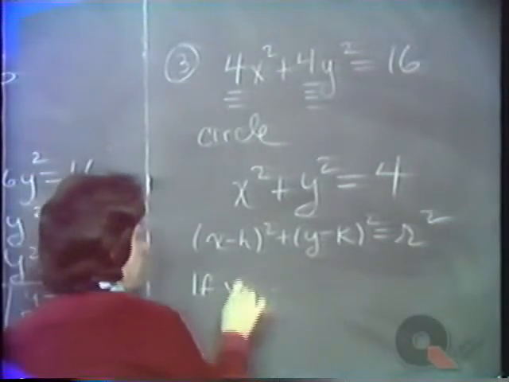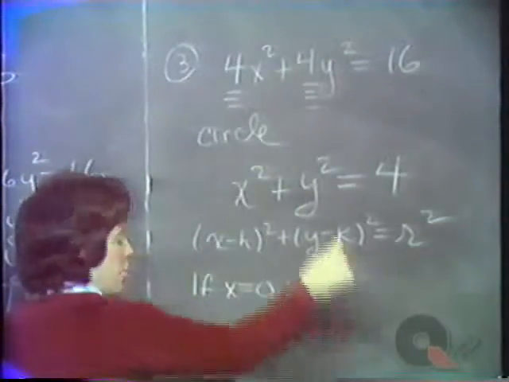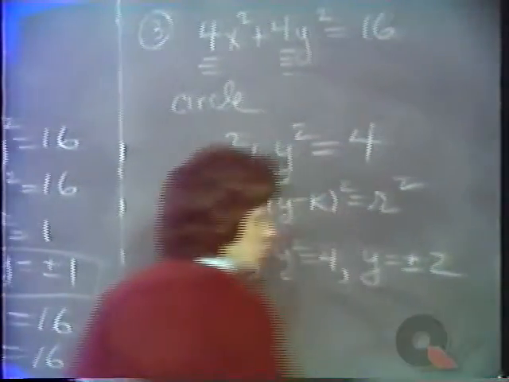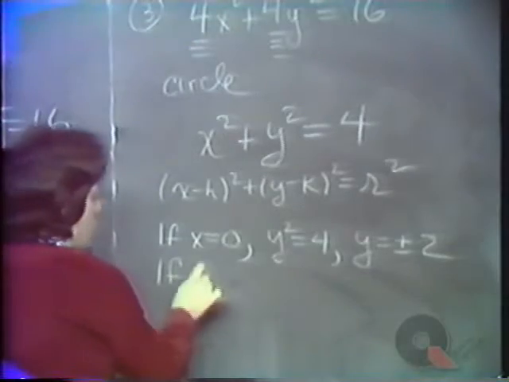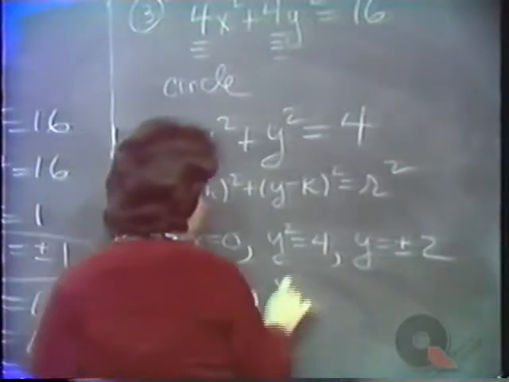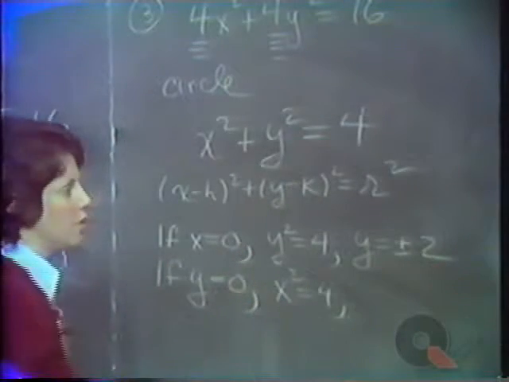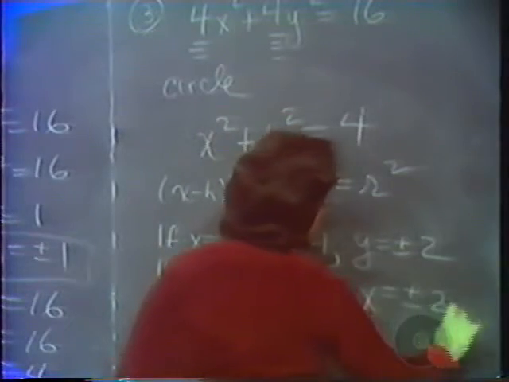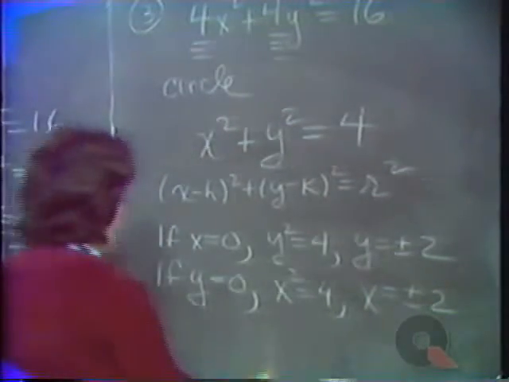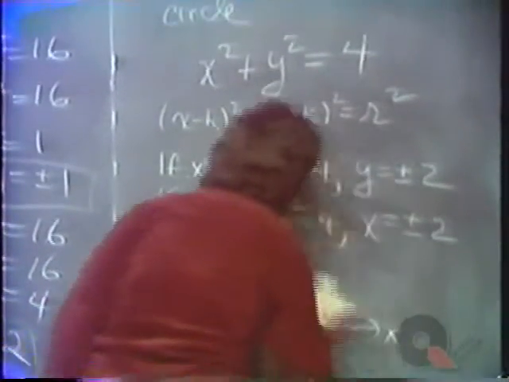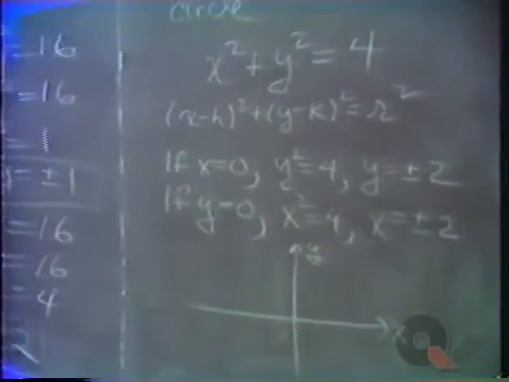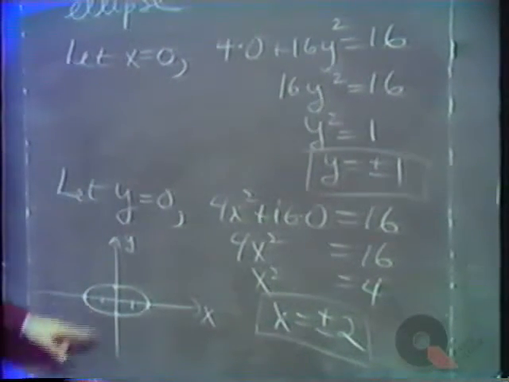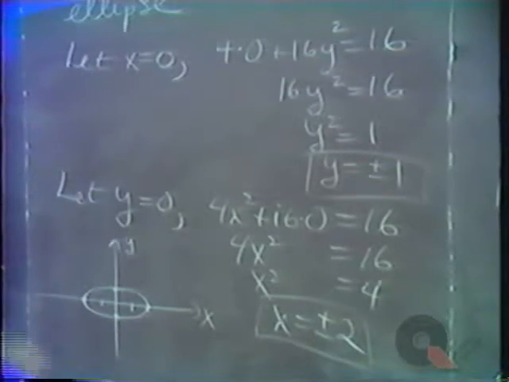If we set x equals 0, we would get y squared equals 4, for which we'd get y equals plus or minus 2. And if we set y equals 0, this drops out. We have x squared equals 4. X is plus or minus 2. And we can see a certain similarity between the ellipse and the circle. The only difference here is that in the previous problem, the x-intercepts and the y-intercepts were different. In other words, the x-intercepts were 2 and minus 2. The y-intercepts were 1 and minus 1. We had sort of like a squished circle.